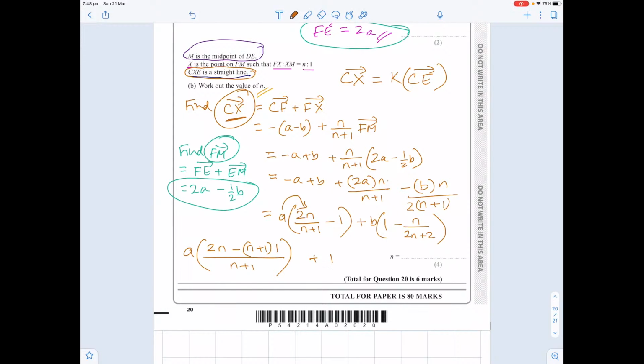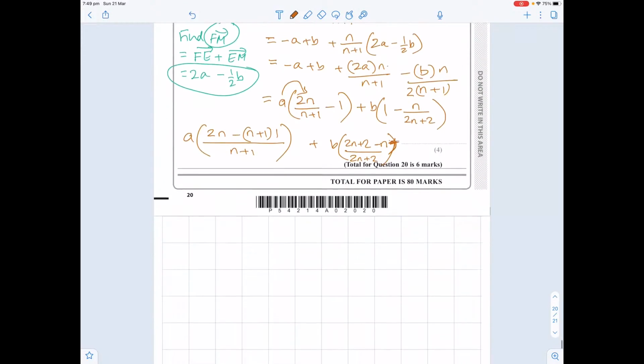I will do the same thing for the b. So b, and I'll need to make the 1 into a fraction. So I'll put 1 over 1 and then multiply it, the 1 over 1 with 2n plus 2. So I can do this now. So I have 2n plus 2 minus n, all over 2n plus 2. Now I will simplify both of these. I will collect the like terms and simplify, okay? So 2n minus n is n, and then minus 1 will come out right there. For the second one, I'll have 2n minus n, so that's just n, and then plus 2, all over 2n plus 2. And this is my simplified C2x.